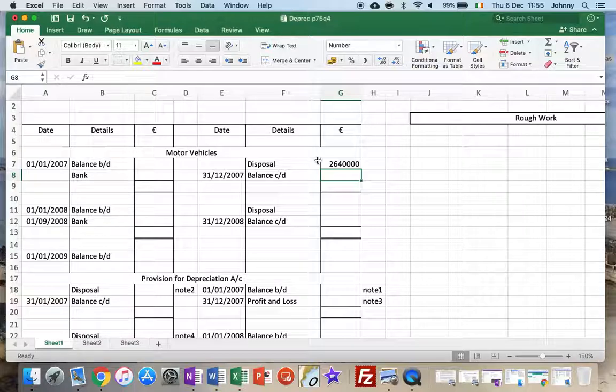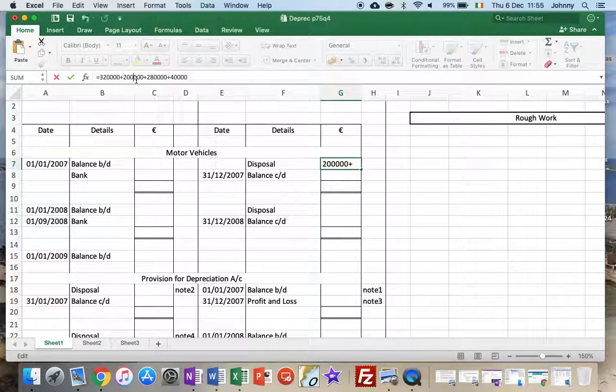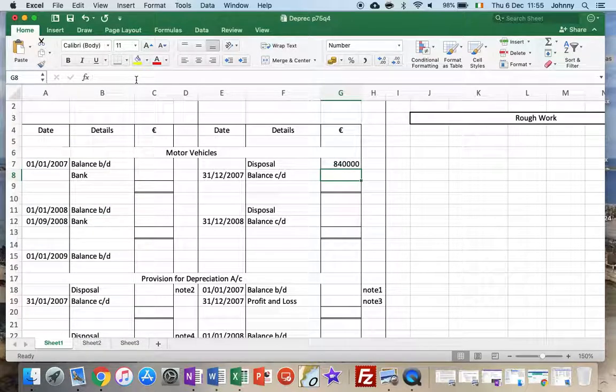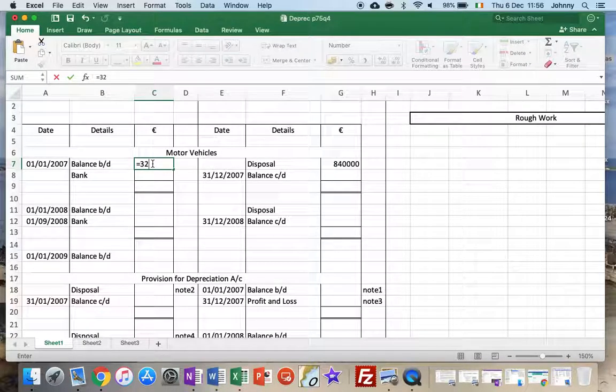So that means 264,000. That doesn't sound right. No, I've got an extra zero there. So 840,000 is the value. Oh no, I put that in the wrong place. Sorry, the 840,000 should be in here. I'll just go through it again: 320 plus 200,000, plus the 280,000 vehicle, plus the 40,000 refrigeration unit.